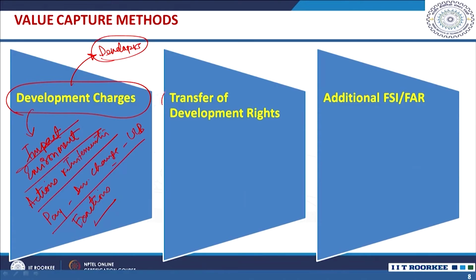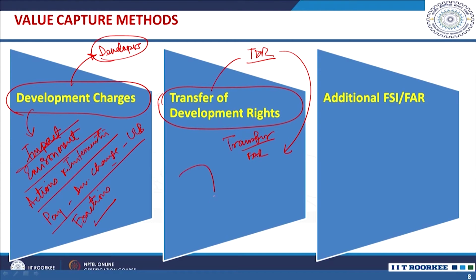You might have heard about the term transfer of development right. The provision of the transfer of development right, TDR in short, basically enables you to transfer your FAR from one zone of the city to another zone within some terms, conditions and restrictions.